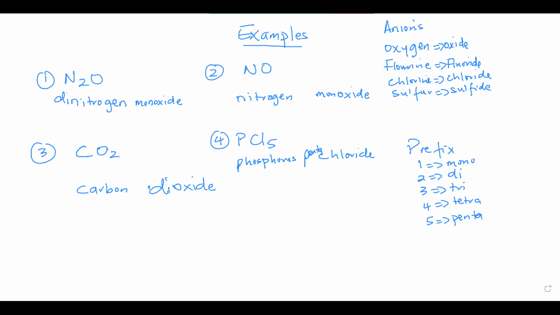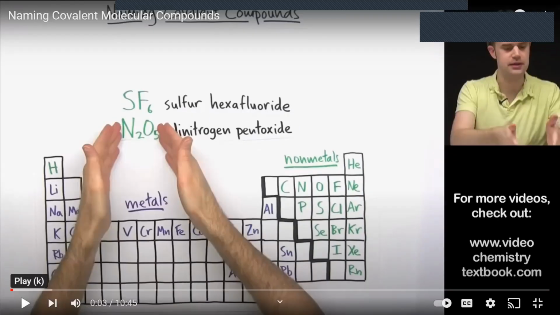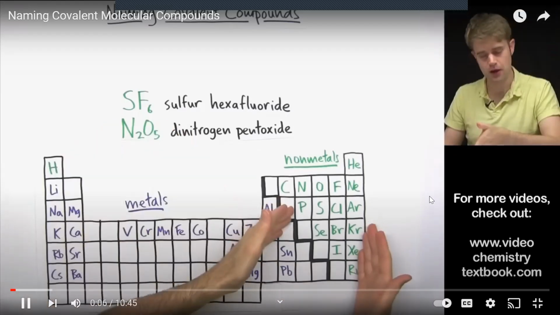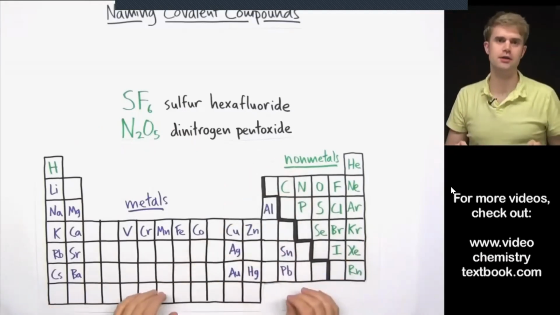Naming covalent compounds is very easy. So let's watch this video that will enhance what we just learned, about compounds that are made of 2 nonmetals. The nonmetals are the elements to the right of the staircase on the periodic table.